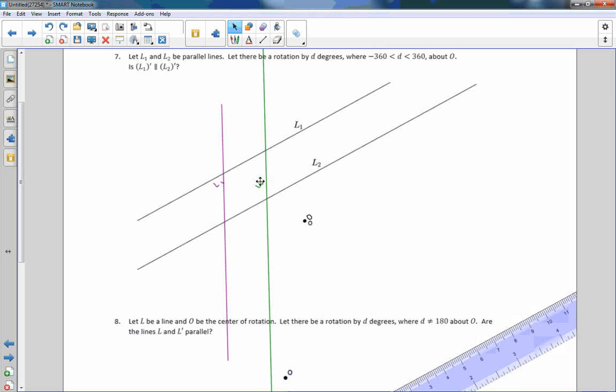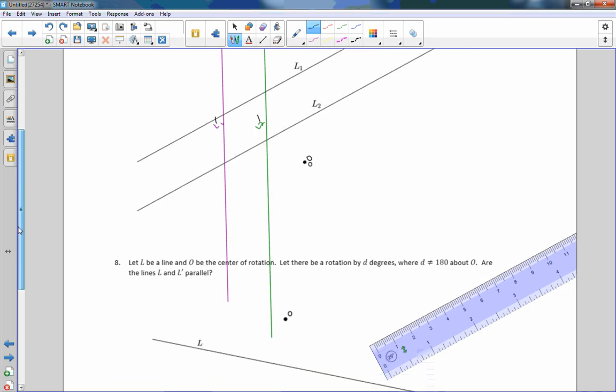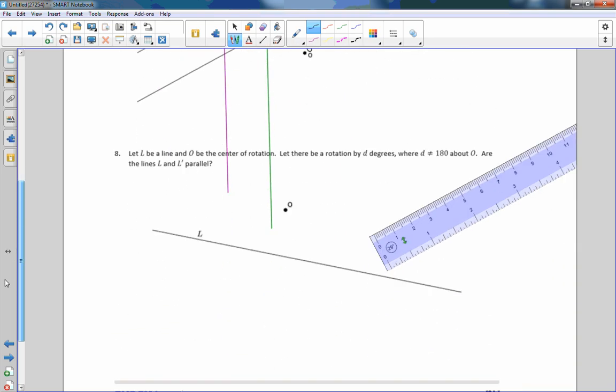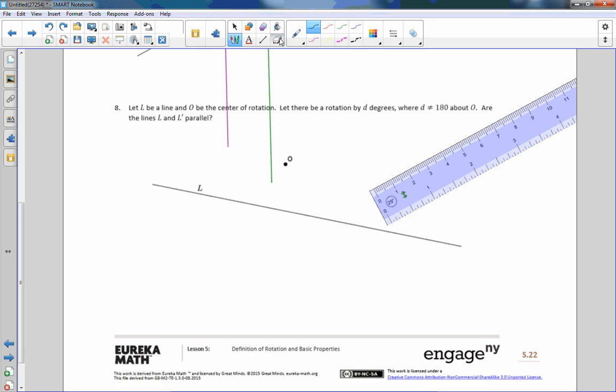Now let's answer the question. So there's a rotation that's not 360 degrees. And it says, is L1 prime, so I don't have any prime markers here. This is now L1 prime and this is L2 prime. Are these two lines still parallel? And the answer is yes. Two lines that are parallel, if rotated, will remain parallel in their image. Okay, number 8. Get these out of the way.